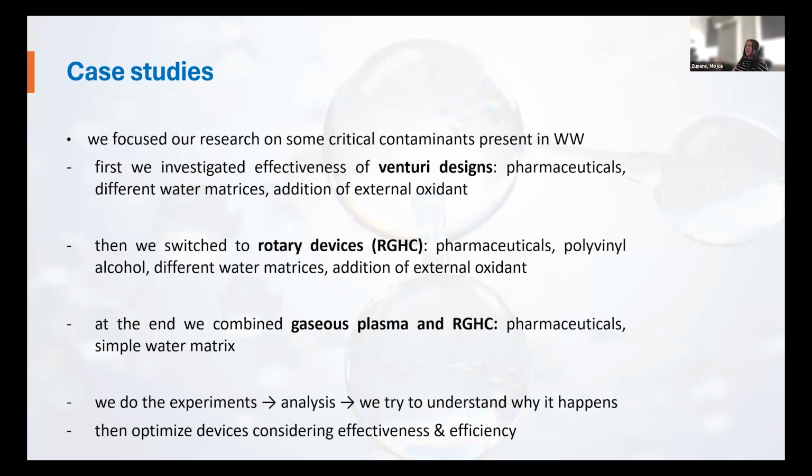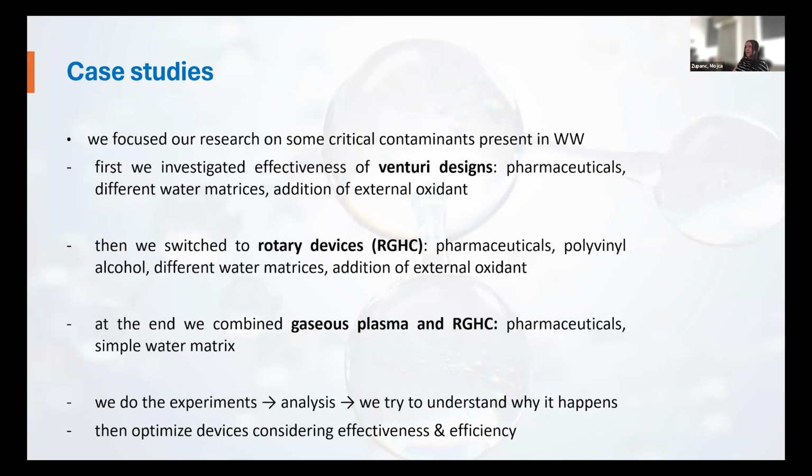So let me now present a few case studies that we have performed in the latest years using the devices designed in our lab. We've focused our research on some critical contaminants present in wastewater, meaning various pharmaceuticals and also one personal care product. We investigated several different devices, starting with the Venturi design, in which we investigated 6 different pharmaceuticals.